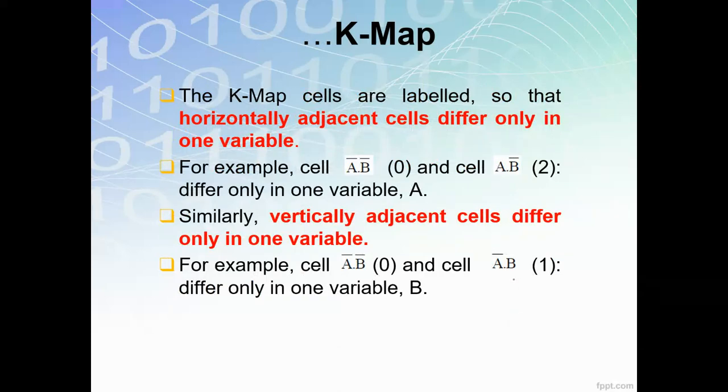The Kmap cells are labeled so that horizontally adjacent cells differ in only one variable. For example, we have the cell A bar dot B bar and the cell A dot B bar. Basically, the only variable that differs is A. Similarly, vertically adjacent cells differ in only one variable. For A bar dot B bar at cell 0 and the cell A bar dot B, the only variable that differs is B.